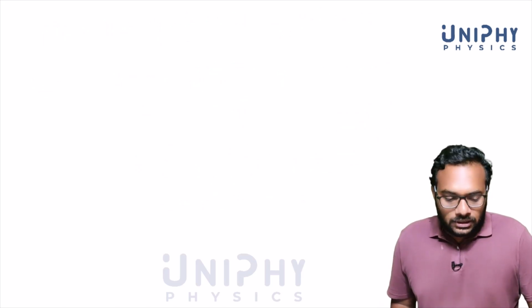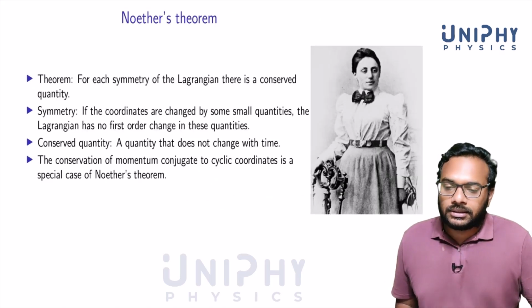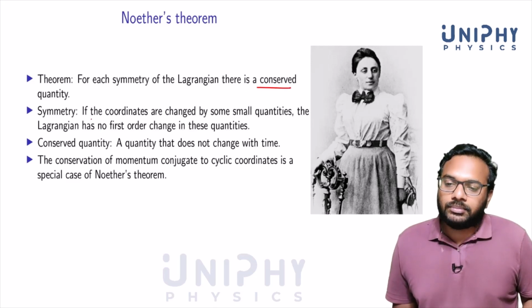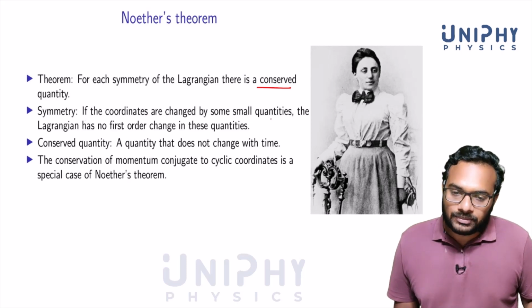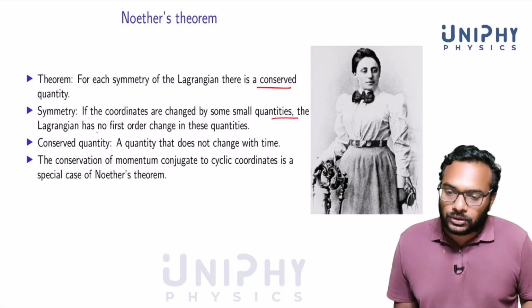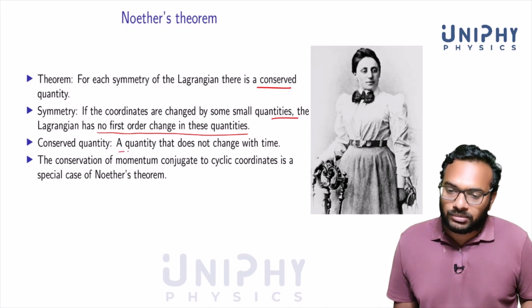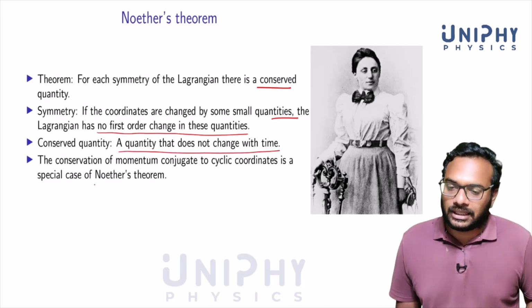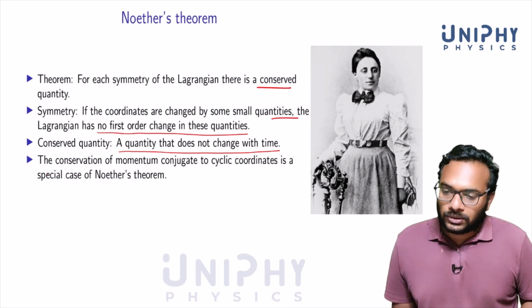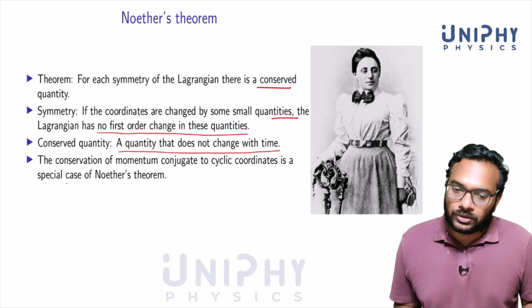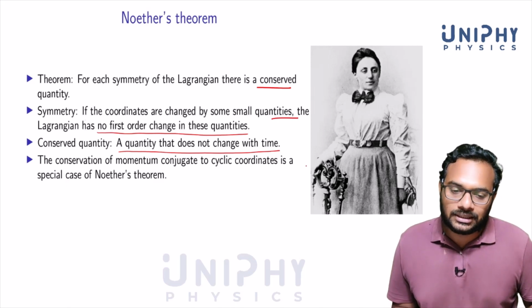So that's Emmy Noether. Okay, I have it written here. For each symmetry of the Lagrangian, there is a conserved quantity. Symmetry means if the coordinates are changed by some small quantities, the Lagrangian has no first order change in these quantities. Okay, by conserved quantity we mean a quantity that does not change with time. All right. So as I said, the conservation of momentum conjugate to cyclic coordinates is a special case of Noether's theorem, and this is Emmy Noether.